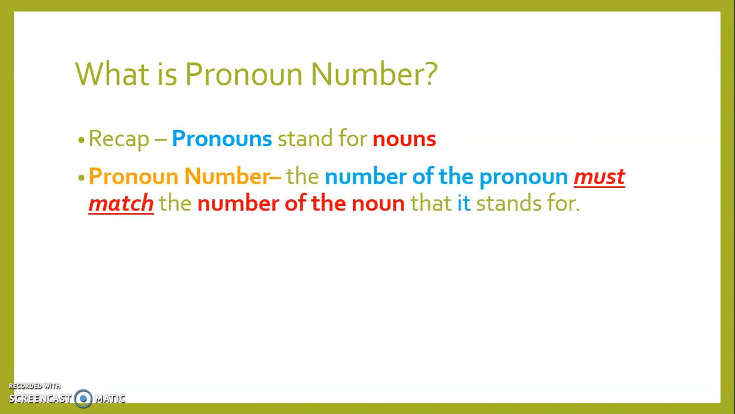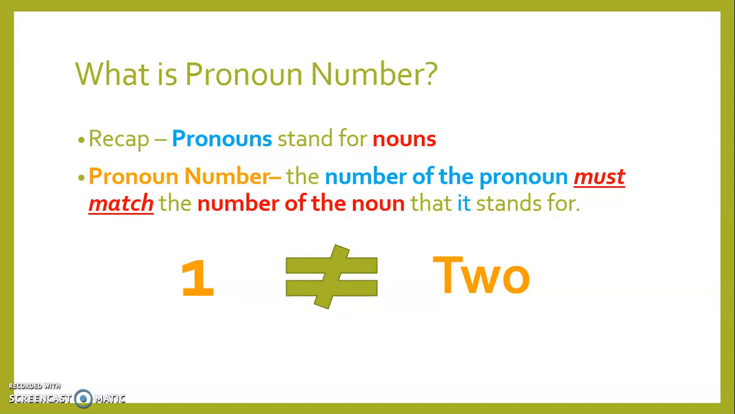So with pronoun number, we want to make sure that the number of the pronoun matches the number of the noun that the pronoun stands for. I like to use symbols to help us understand pronouns, because pronouns stand for something more than themselves, just like a symbol does. So let's think about the symbol 1. That stands for something beyond itself, this concept of a number. However, it wouldn't make sense for us to say that that symbol represents the word 2. That doesn't really make sense, because you've got a symbol that's supposed to represent just one thing, and then a word that's being attached to it that represents more than one.